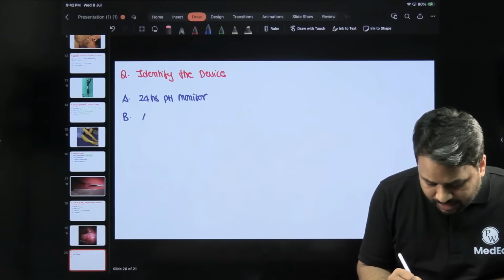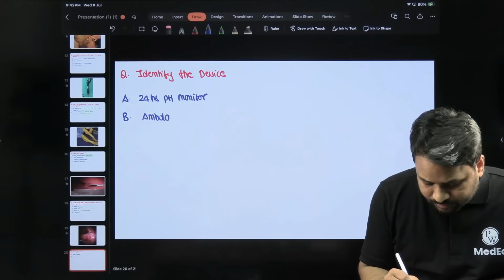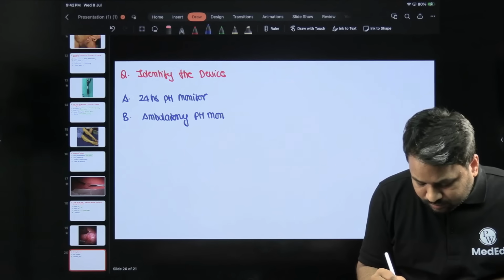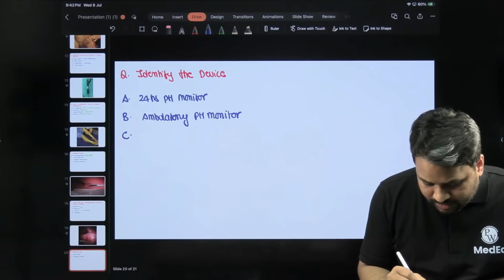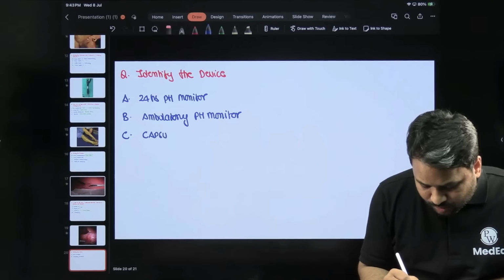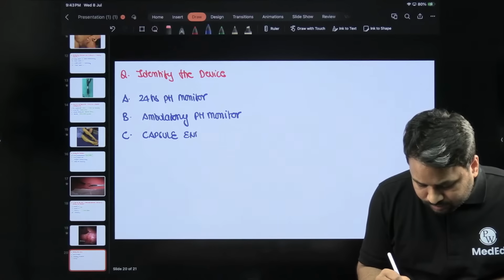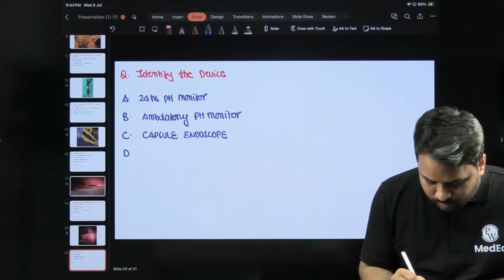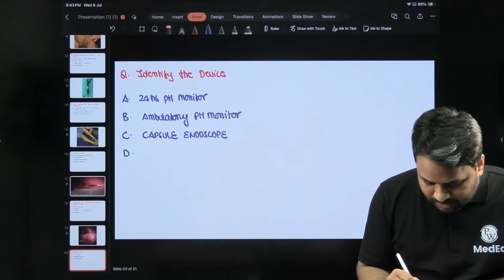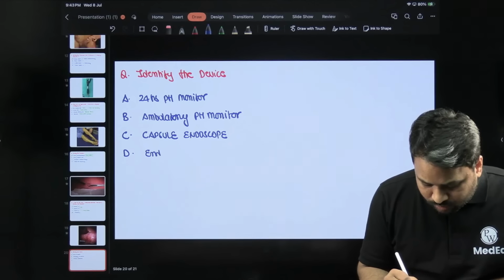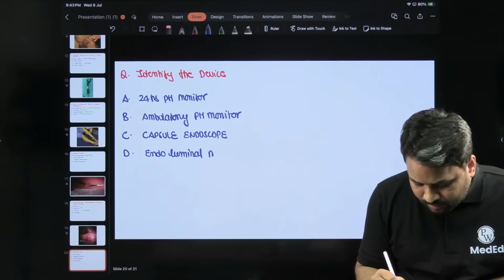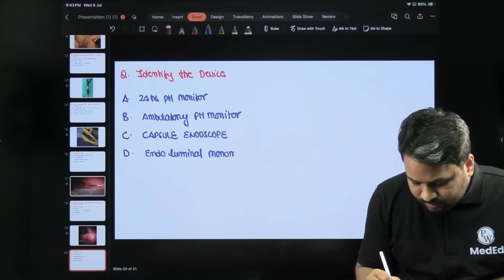Is it an ambulatory pH monitor? Is it a capsule endoscope? Is it an endoluminal manometer?